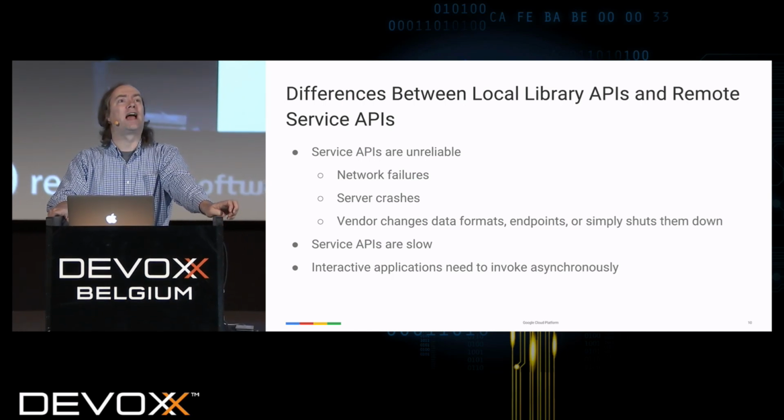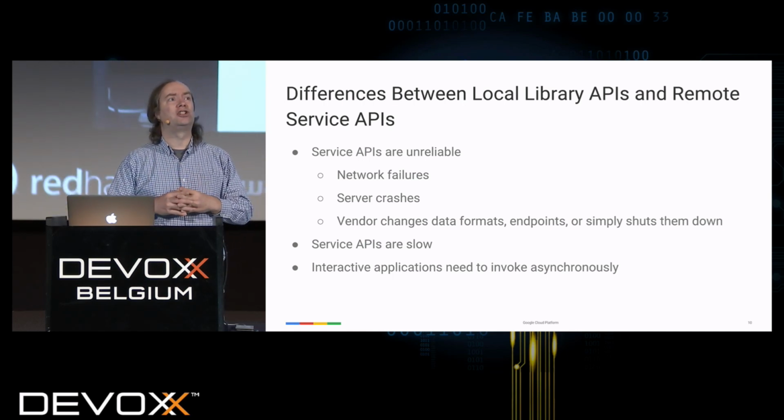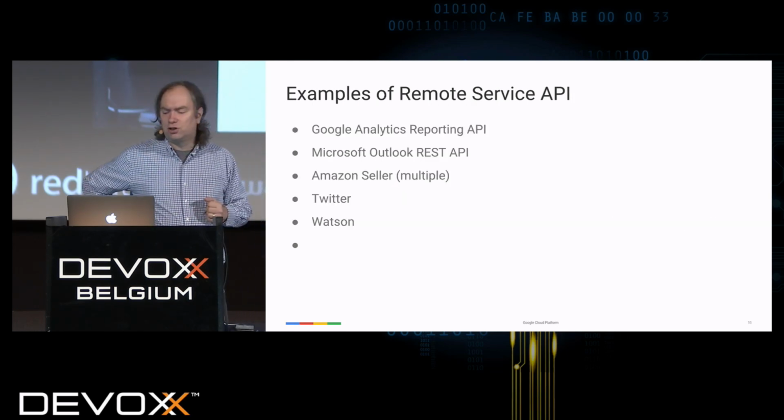If your API becomes part of an interactive application, i.e. there's a user sitting there waiting for things to happen and pressing buttons, then you're probably going to want to invoke it asynchronously and wait for the response to come back, because even if it's fast, most of the time it's not going to give you the sub-second response time you want. All of these are not really considerations if all you're doing is adding a jar file or a DLL to your project.